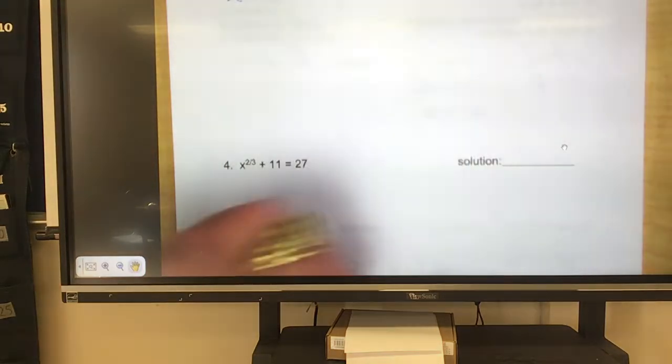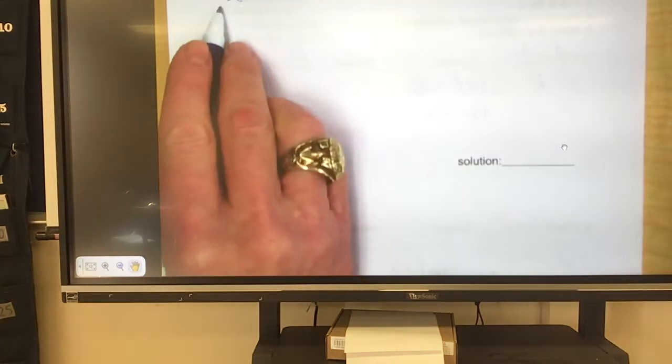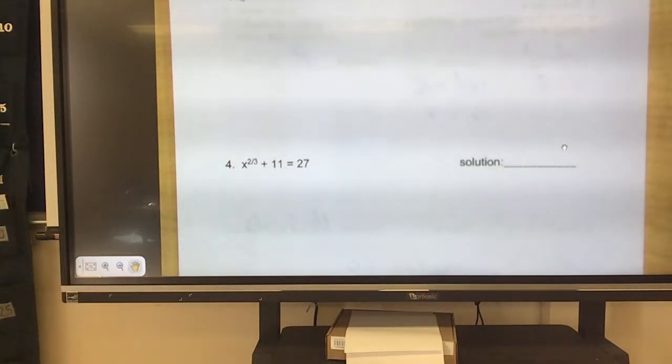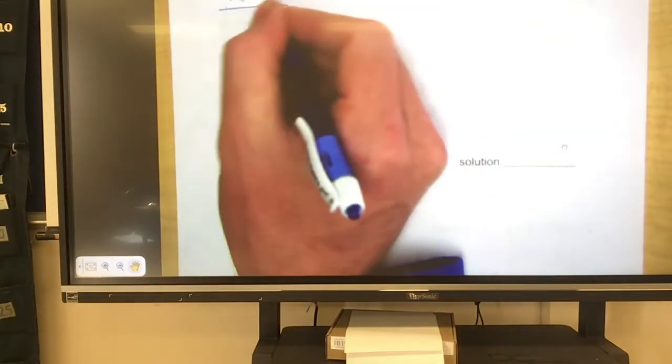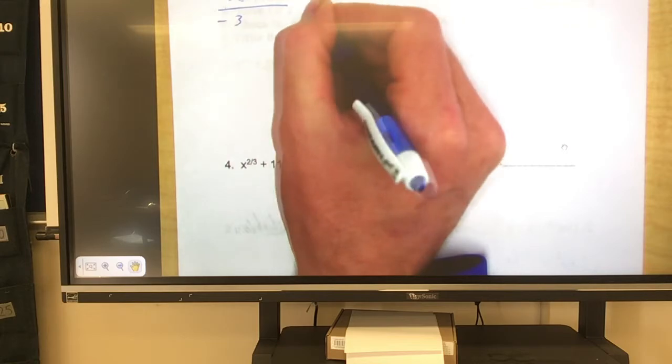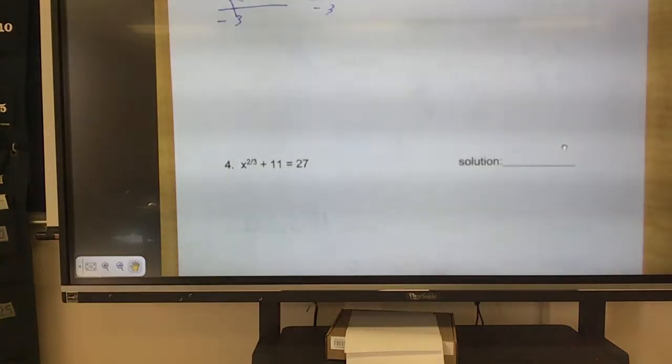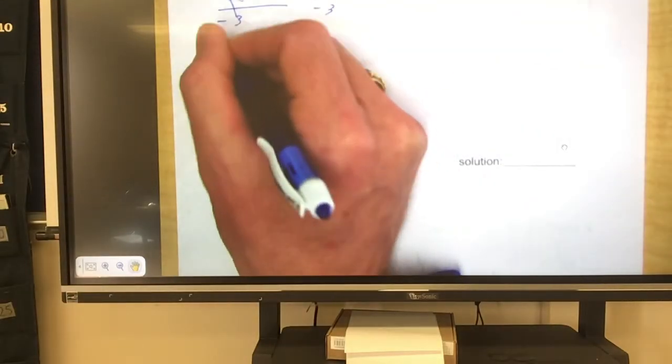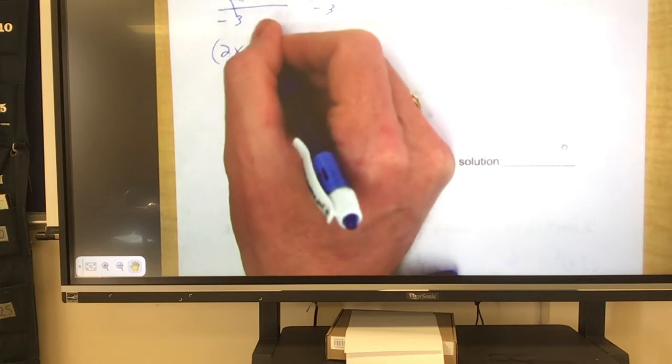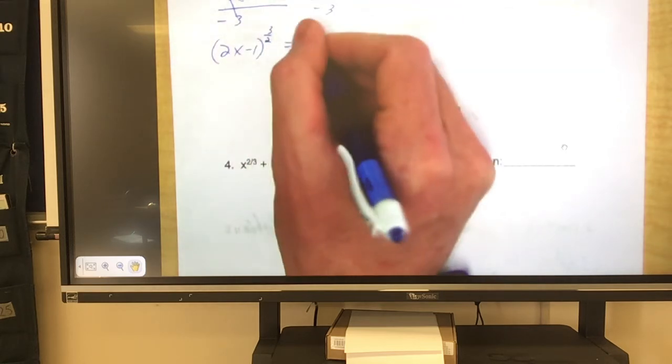Now we have to continue. We're trying to get to just x. I've got to get rid of this negative 3. It's being multiplied right now, so I divide everything by negative 3. That cancels off, and 2x minus 1, which is being raised to the 3/2 power, equals 8.